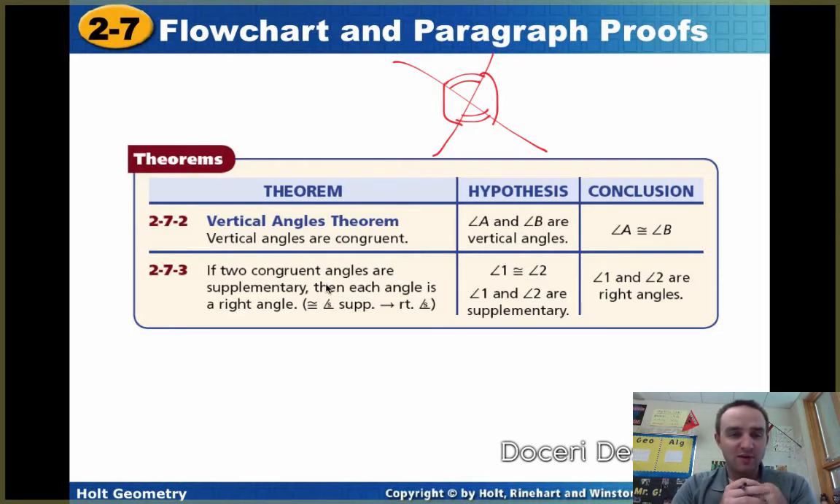Our next one that we have, 2 congruent angles are supplementary, then each angle is a right angle. So this is saying if I know that I have 2 angles that are supplementary, so they add up to 180 degrees, and they are congruent, the only way they can both be congruent is if they're both 90 degrees. So they're congruent and supplementary, they are right angles.